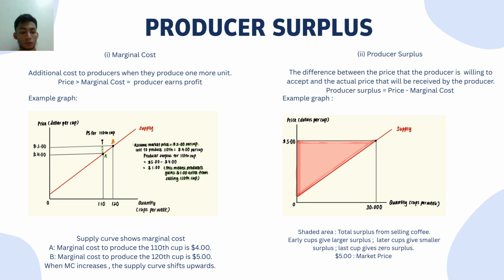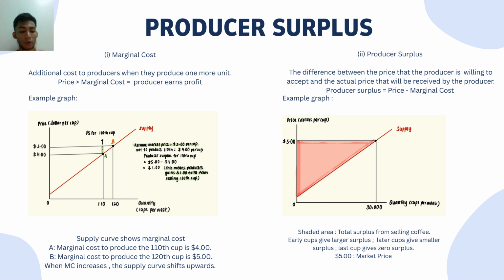Next, we move to producer surplus. Producer surplus refers to the extra benefit received by producers when they sell a good at a price higher than the minimum price they are willing to accept. First, let's look at the left graph, which focuses on marginal cost. On the vertical axis, we have price in dollars per cup, while the horizontal axis shows quantity of cups produced per week. The upward sloping line represents the supply curve, which is also the marginal cost curve. This means that as a producer increases output, the cost of producing each additional unit increases.